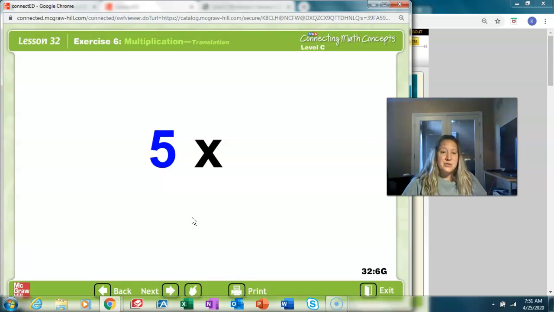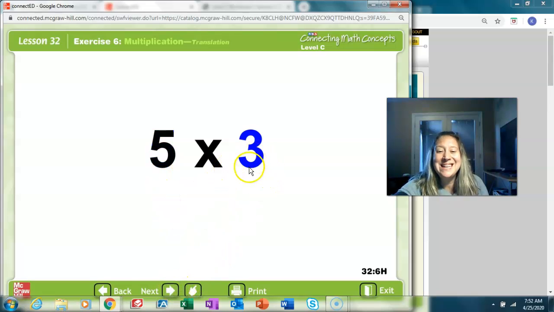Okay. So the count by sign comes in the middle. And you're going to count by the first number. Okay? And the second number is going to tell us how many times we count. Okay? So look, this is read as count by 5 3 times. How many times are you going to count by 5? 3. This time it tells us to count by 5 how many times? 2 times.